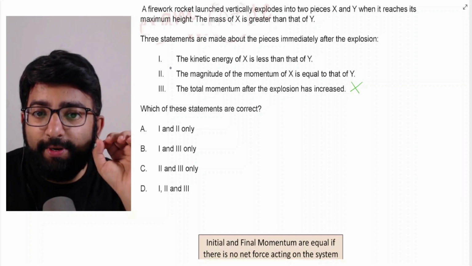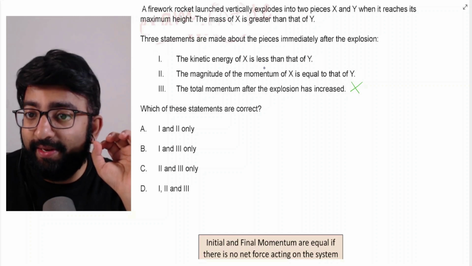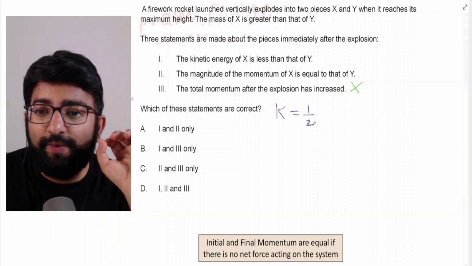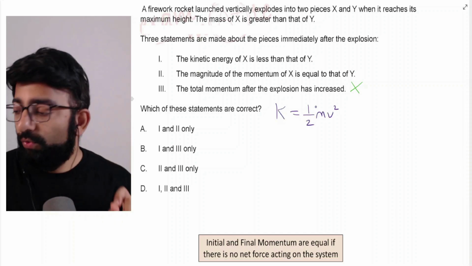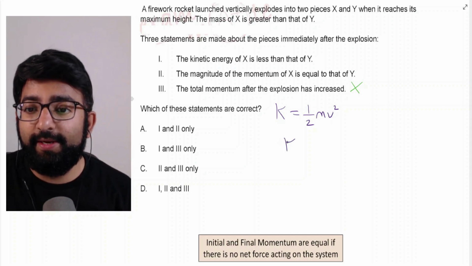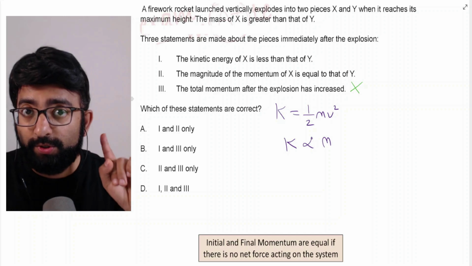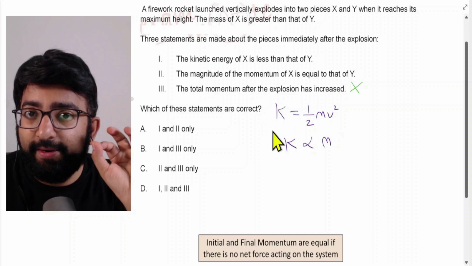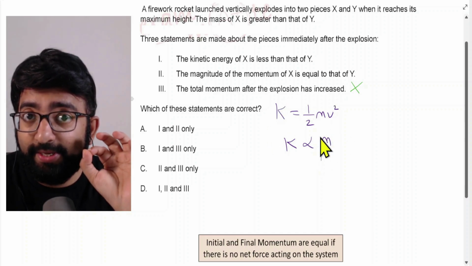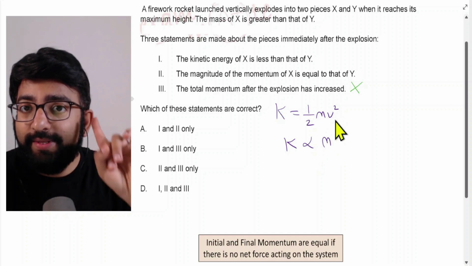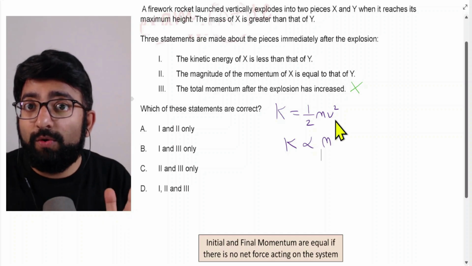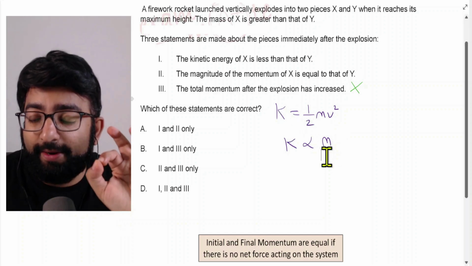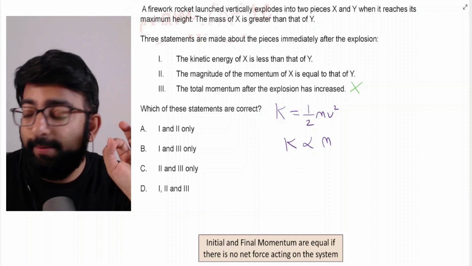Next, let us look at statement number one. The kinetic energy of X is less than that of Y. Let's see. The formula for kinetic energy, which we know, is half m v square. Now, some students might say kinetic energy is directly proportional to the mass just because of this formula. But this is not correct. Kinetic energy will be directly proportional to the mass if the speed is constant. In this case, for X and Y, the speeds are not given. So, we don't know if they are equal or unequal as yet. So we cannot say kinetic energy is directly proportional to mass.